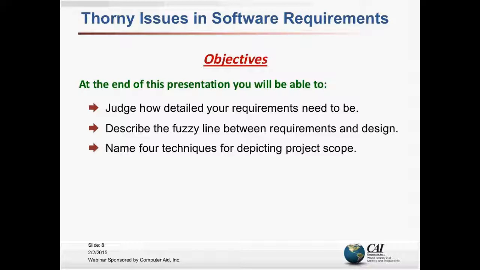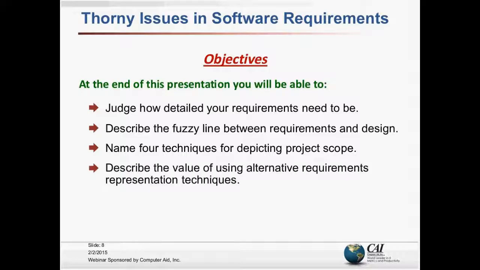I'm going to describe 4 techniques for representing project scope. Everybody talks about scope. Everybody wrestles with scope. And yet, there's really not a lot written about, so what is scope? How do we represent that information so that other people understand what is and is not in scope for a particular project or an iteration?